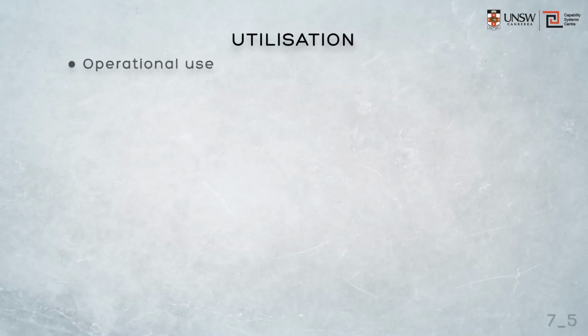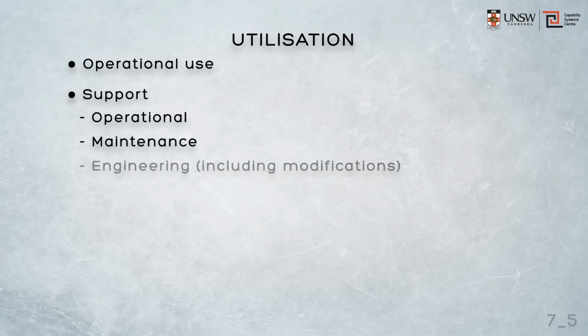Once the system is in operational use, it'll be used within its external environment to close that capability gap that defined the need for the system in the first place. Support will also be provided to the system. It's common to think of support in some form of hierarchy. In this MOOC, we've used the words operational, maintenance, and engineering support to describe this hierarchy.